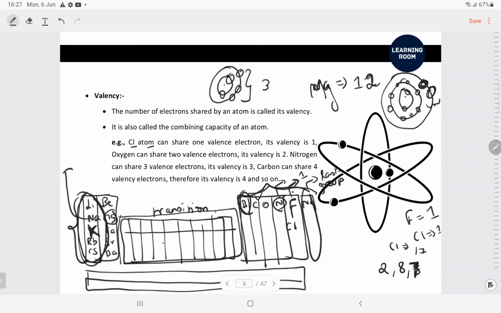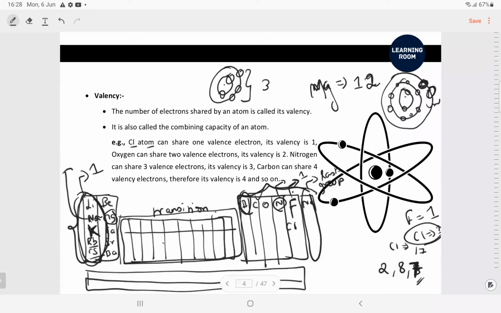In the third shell, totally 8 electrons should be there, but chlorine is having only 7 electrons. So how many electrons are needed? 1. So that is chlorine. This is known as group valency. Group valency in the sense, if you take sodium, the valency is 1. Lithium, sodium, potassium, rubidium, cesium, everything will be showing the group valency of 1 only.